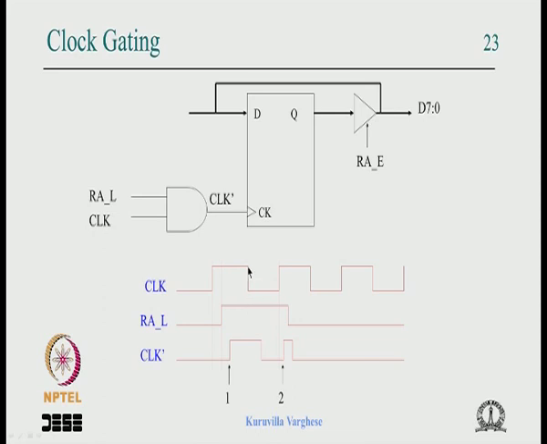Suppose this latch signal, instead of coming with respect to the positive edge, assume that it is coming with respect to the negative edge. So this pulse will start like this and stop like this, and if you AND it, then you get one pulse very cleanly here. So that is the trick.